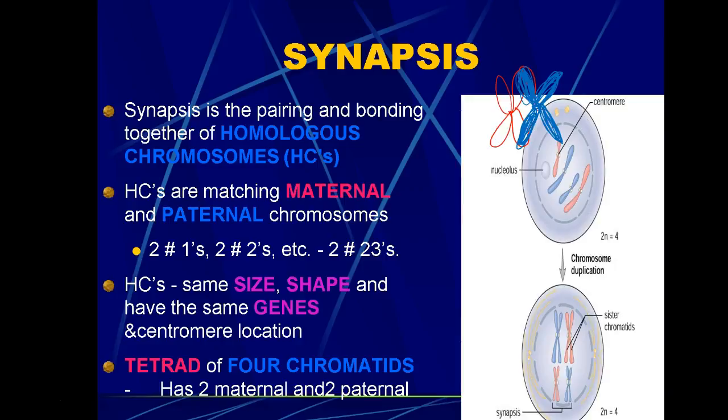It says, so we end up with what's called a tetrad. So here's a tetrad. Here's one chromosome we can see. Here's the next chromosome. Then we got one of the blue ones, so that's 3. And then the last one here, that's 4. That's a tetrad, 4 chromosomes or 4 chromatids, okay?